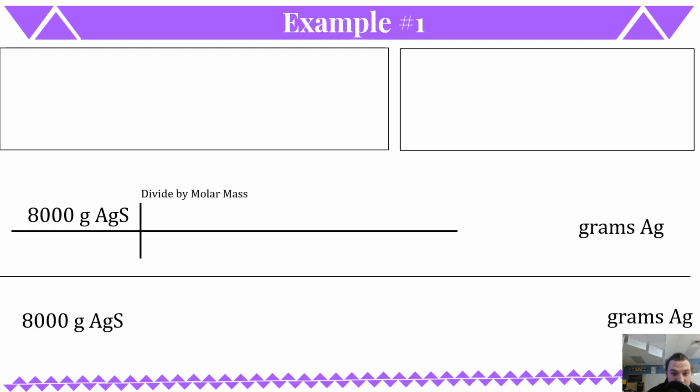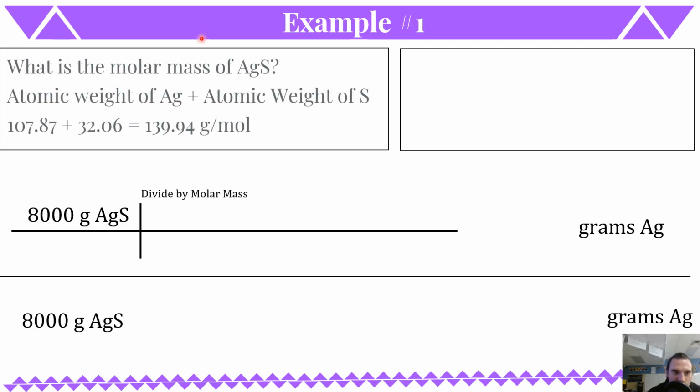So our first step we decided on was to divide by the molar mass. So what is the molar mass of silver sulfide? All right, we'll have to take the atomic weight of silver, which is 107.87, plus the atomic weight of sulfur, which is 32.06. So we find the molar mass by adding up the atomic weights of all of the elements involved in this compound. And we get 139.94 grams per mole. All right, so let's put that in there. So we are dividing by 139.94 grams per mole.